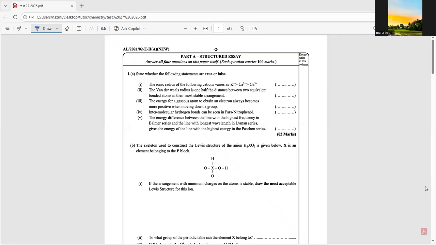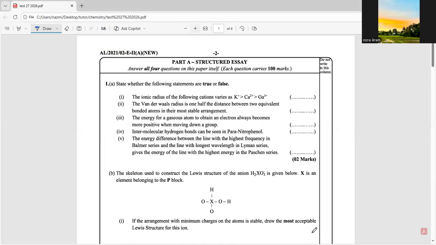Okay. Two of you, yeah, I received your answers. We'll start with the discussion. So we'll be marking this as well. Make sure you're putting your marks also.